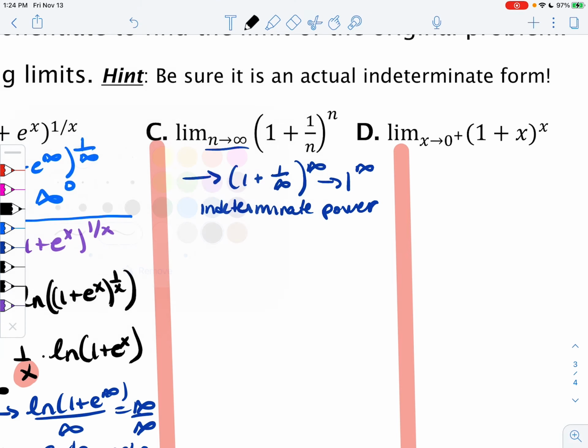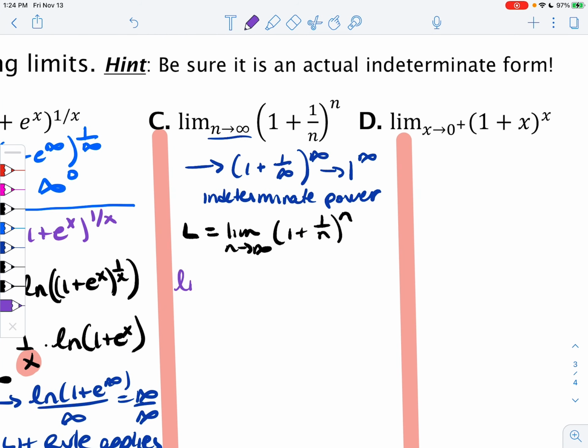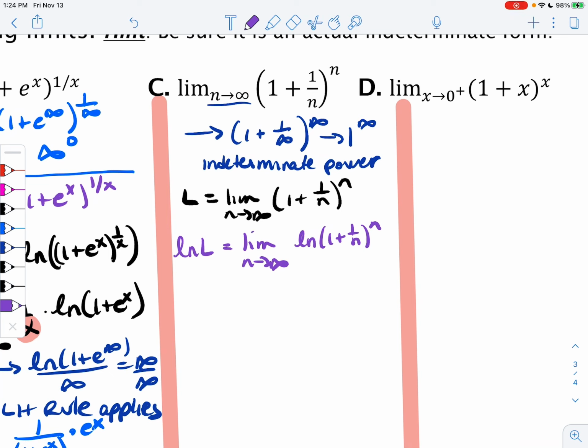So my limit L is the limit as n goes to infinity of (1 plus 1 over n) to the n. I'm going to take the ln of L, and so that's going to be the limit as n goes to infinity of the ln of (1 plus 1 over n) to the n. And I'm going to do my log properties again. Do I sound like a broken record yet? Maybe. I hope it sits and sinks in. So I'm going to use my log properties. I can take the n downstairs, and I get n times the ln of 1 plus 1 over n.